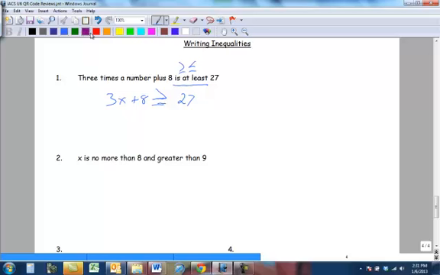Let's try another one. X is no more than 8. Oh, I'm sorry. I need to fix this one. This is going to be 19. All right, so x is no more than 8. Let's start there. X is, that means an inequality, no more than 8. So no more than 8. Can x be 6? Is 6 no more than 8? Yeah. So that means x can be less than. Can x be 8? Yes, so it's less than or equal to 8.